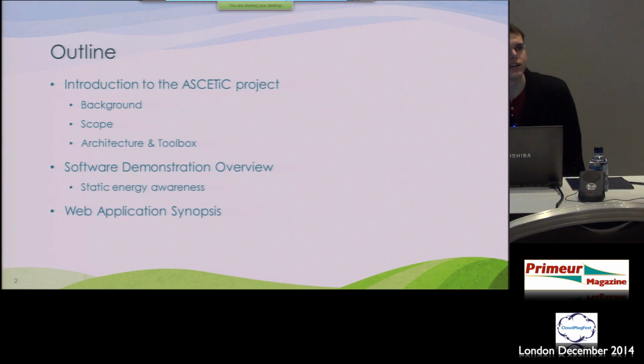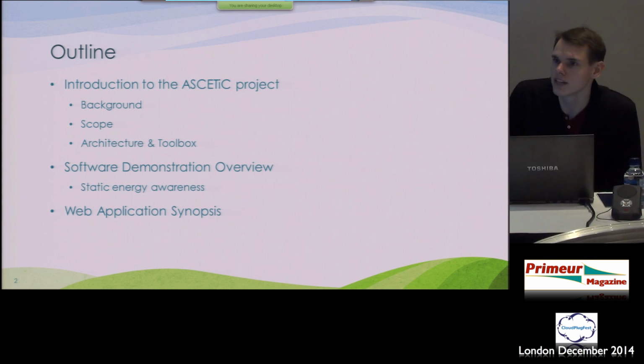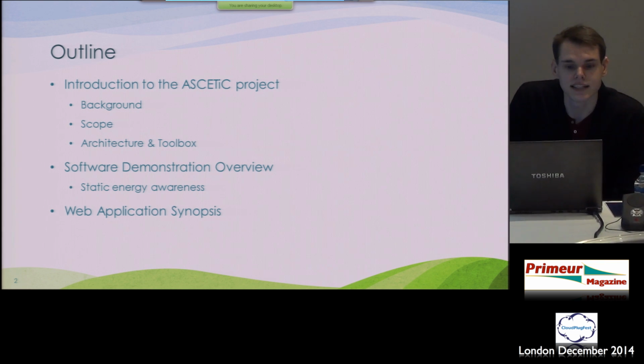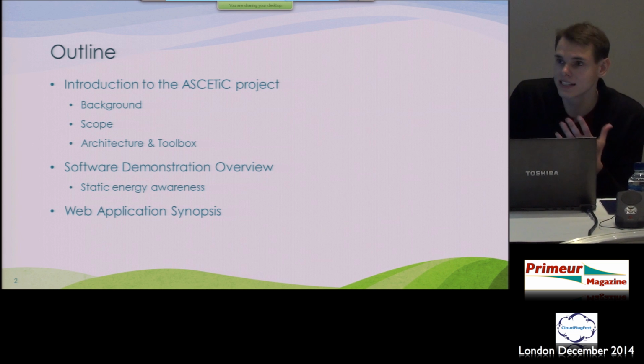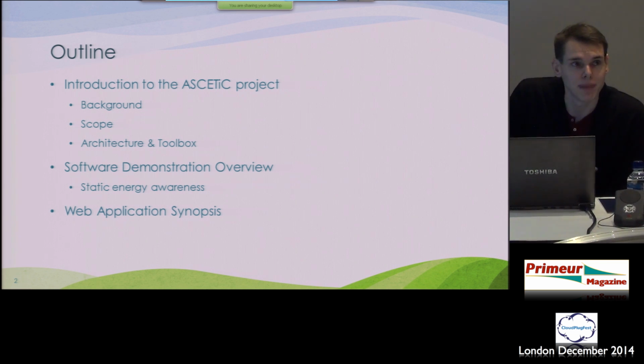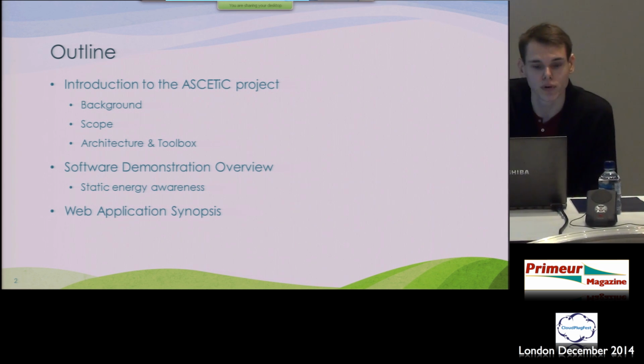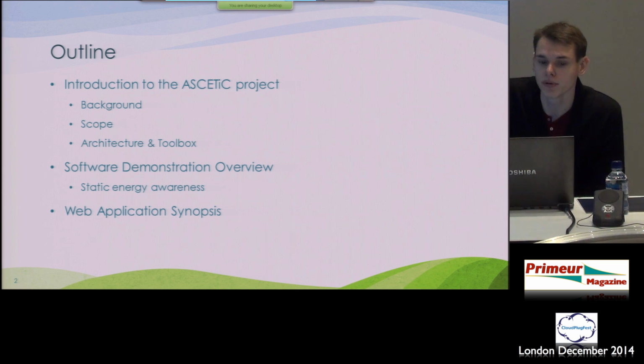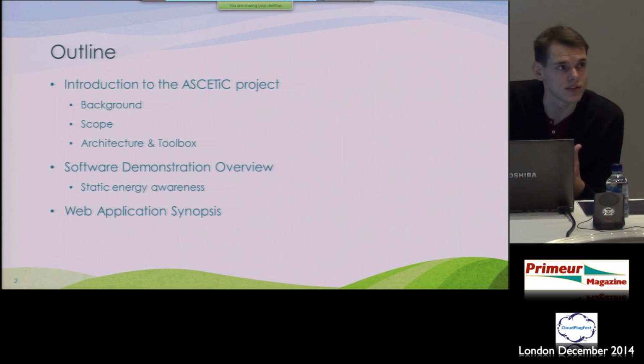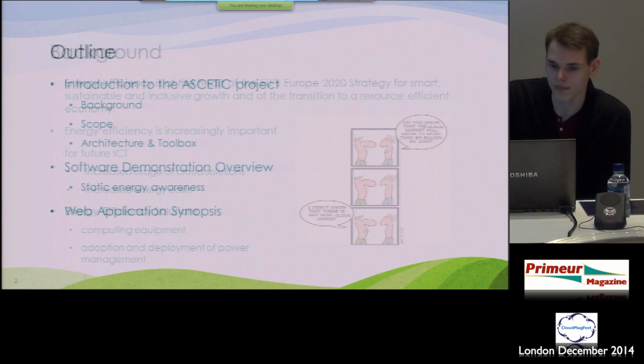So the outline of the talk and the demonstration that I'm going to give you today is this. I'm going to introduce you to what the ASCETiC project is trying to achieve, a bit of background on the aim of the project and its scope. I'll also present you the ASCETiC architecture and toolbox that we've created in the first year of the project, and then I'll go on to present an overview of the software demonstration I'm going to give you, and an overview of the web application that we've used to illustrate our architecture.